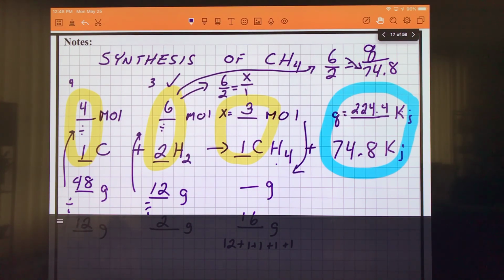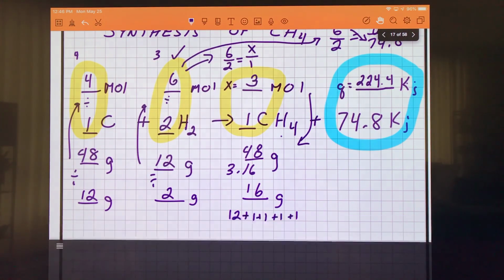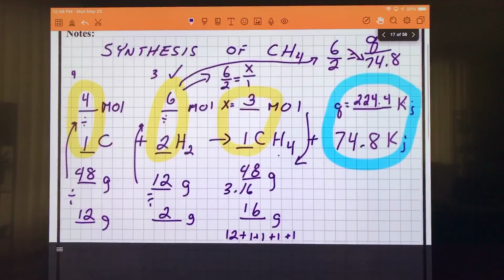One last step here, though. We do have to figure out our mass. This is 3 times 16 is 48 grams of methane. So when we take 48 grams of carbon, 12 grams of hydrogen, we get 48 grams of methane, and we get 74.8 kilojoules of energy. Okay, so all we've done is add energy into this whole process.